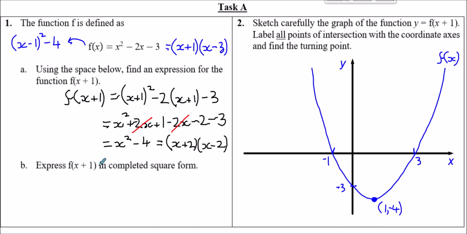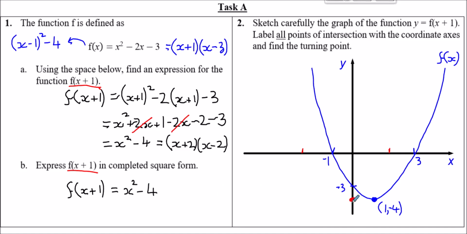Expressing f of x plus 1 in completed square form, well, it already was here. So f of x plus 1 we worked out was x squared minus 4. You can think of this as x minus 0 all squared minus 4 if you like, just to see that the turning point of this one is going to be 0, minus 4. Okay, so I'm going to be plotting f of x plus 1 in red. So it's going to have a minimum at 0, minus 4 instead of 1, minus 4. It's going to have roots at minus 2 and plus 2. And its y-axis intercept, again, is minus 4. The y-axis intercept is the same as where it is at the turning point.